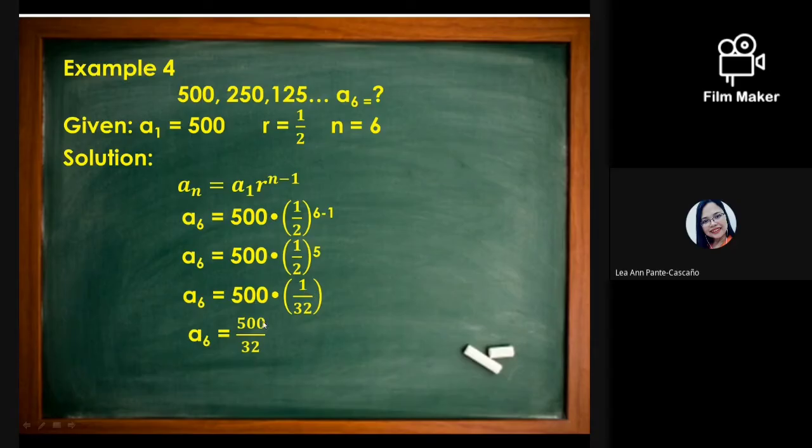500 times 1 is 500 over 32. Then find the lowest term, divisible by 4. So 500 divided by 4 is 125, and 32 divided by 4 is 8. So the answer is 125 over 8.